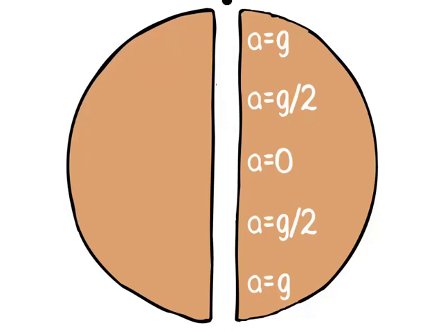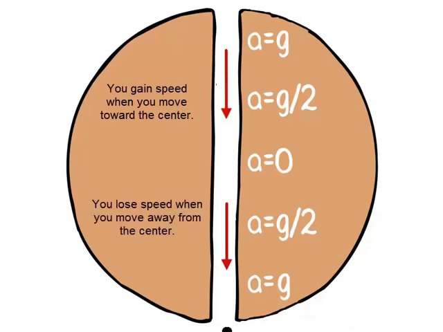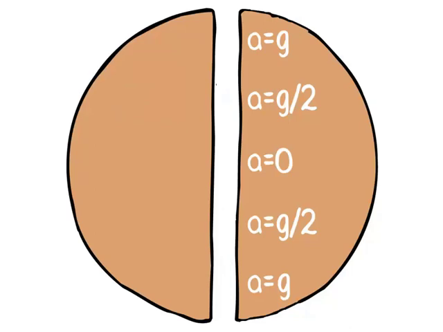Starting at the North Pole end, you'd fall and gain speed all the way down to the center, and then overshoot and lose speed all the way to the South Pole. You'd gain speed moving toward the center and lose speed moving away from the center. Without air drag, the trip would take nearly 45 minutes.